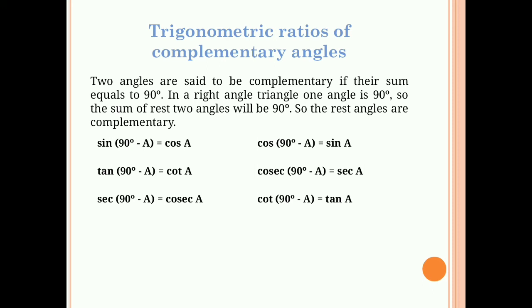The formulas related to these complementary angles are: sine(90 − A) gives cos A, and similarly cos(90 − A) gives sine A. Similarly tan(90 − A) gives cot A. For cosec(90 − A), we get sec A. Sec(90 − A) gives cosec A. And cot(90 − A) gives tan A. So these are the 6 formulas that you must remember to solve the questions given in exercise 8.3.